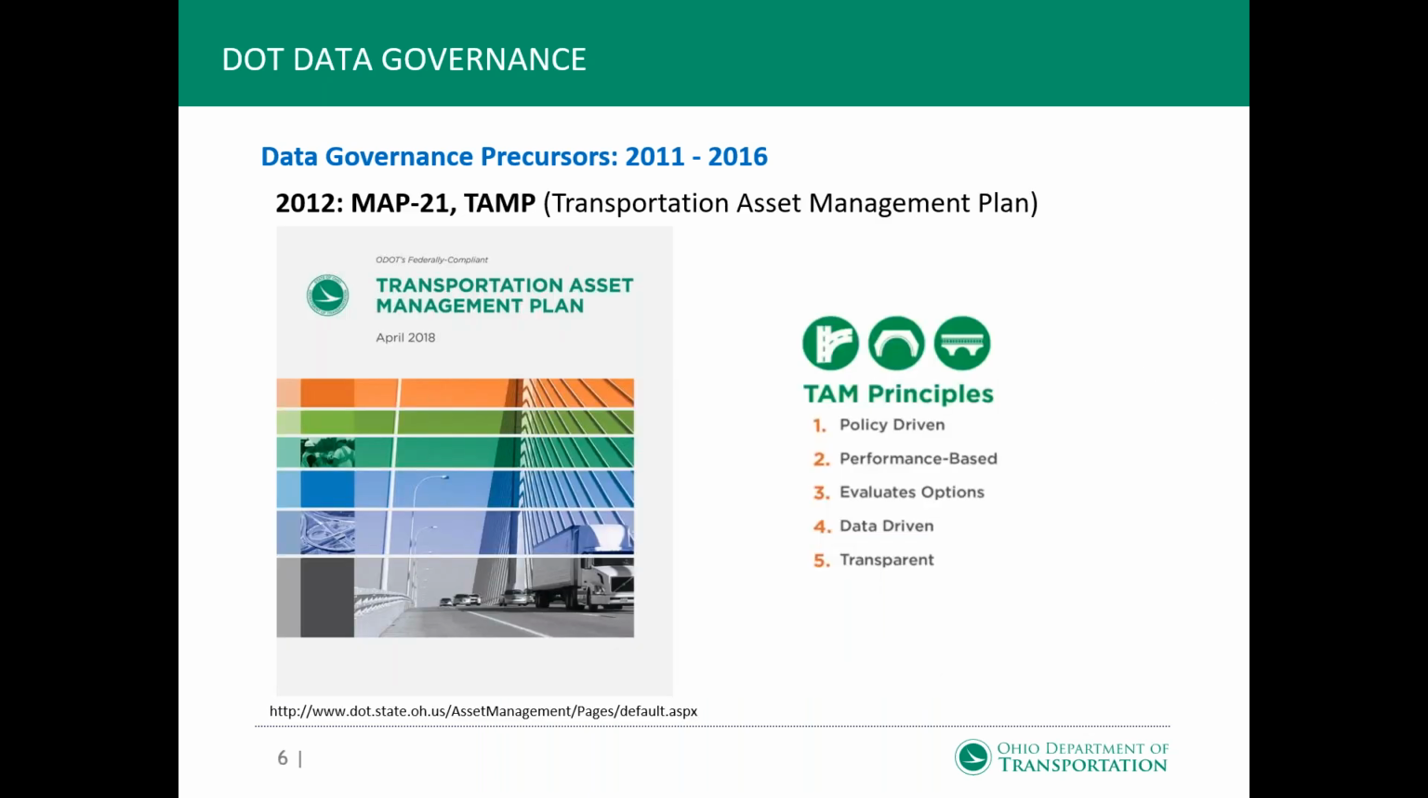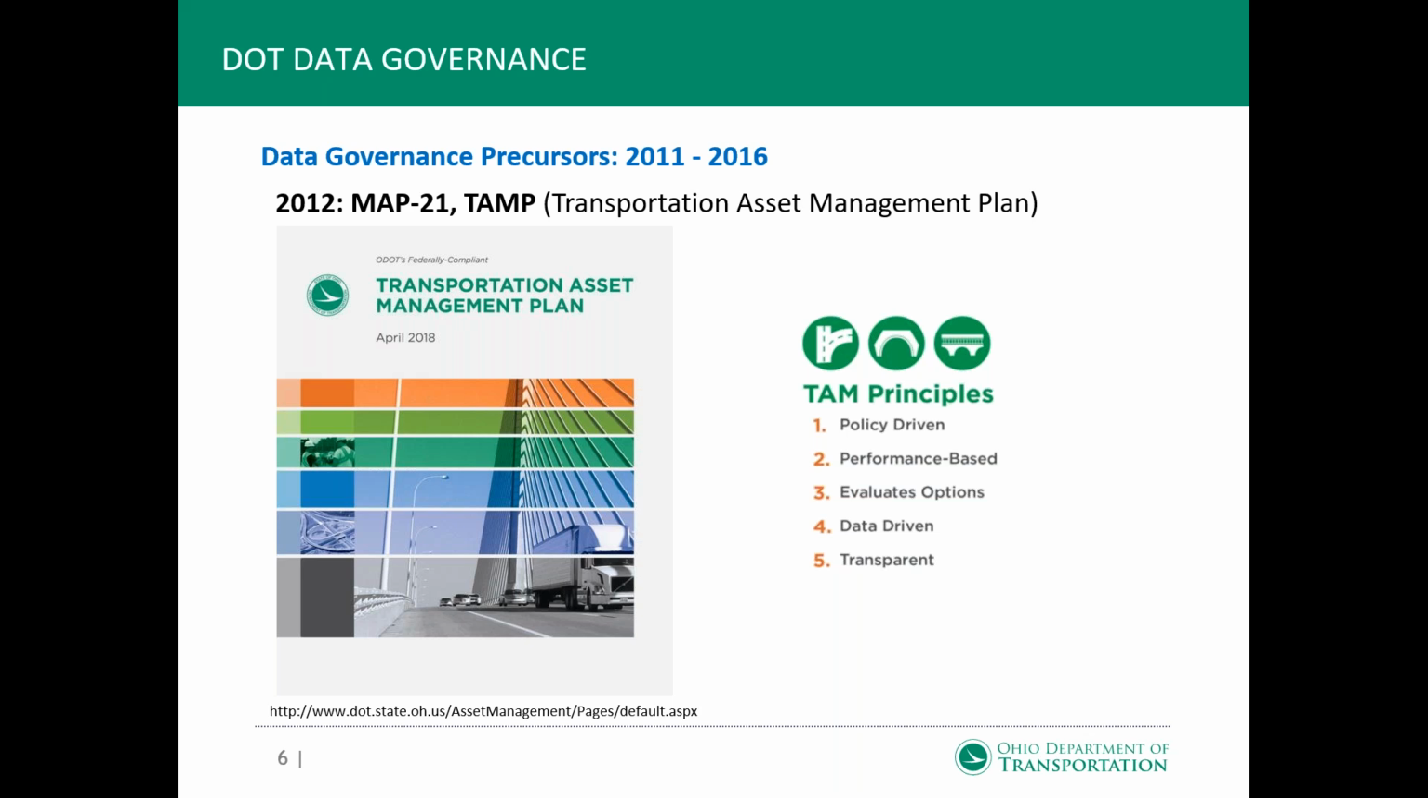The next thing that I see as a strong foundational thing for data governance is asset management. DOTs have been doing asset management for a long time, but also in 2012, MAP-21 came out and said, hey, state DOTs, you guys need to have a formal asset management plan. And it's just so that we're making sure that as public agencies, we're utilizing taxpayer funds appropriately and judiciously. And I think it's a good idea.